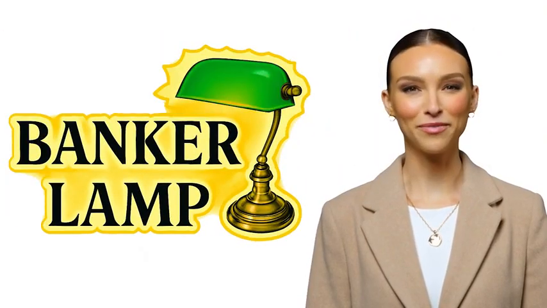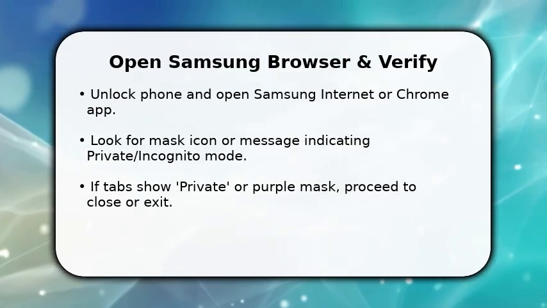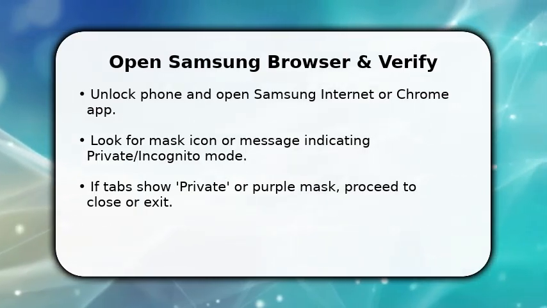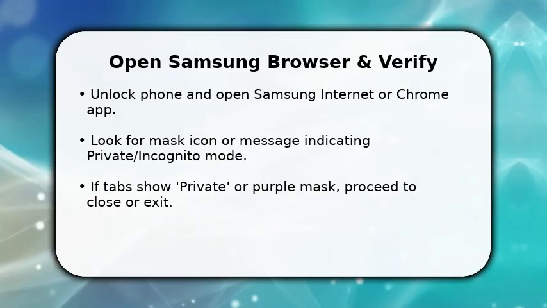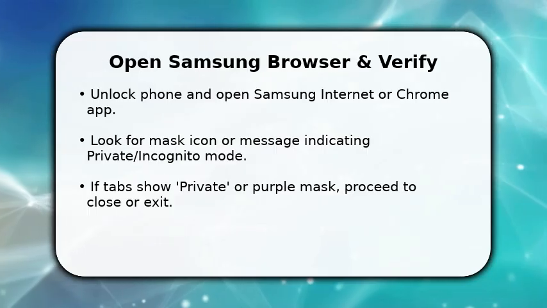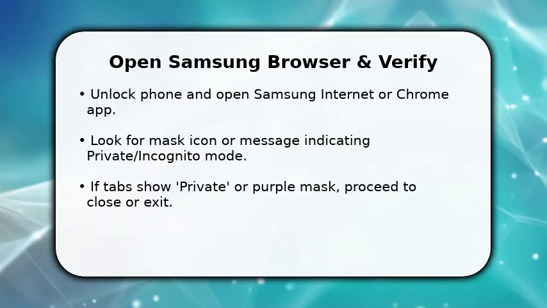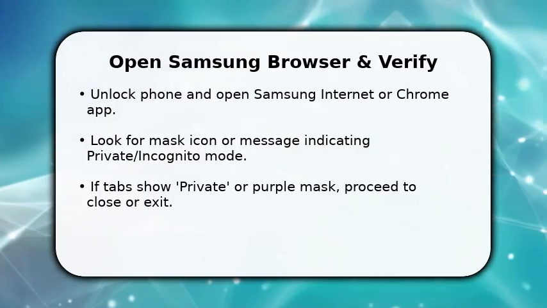Please enjoy the video. You'll start by opening the browser that's currently in private mode. This is usually Samsung Internet or Chrome. Once open, confirm you're in Incognito by finding the mask icon or a label like Private. Make sure you've saved any important links because closing private tabs discards history and data.